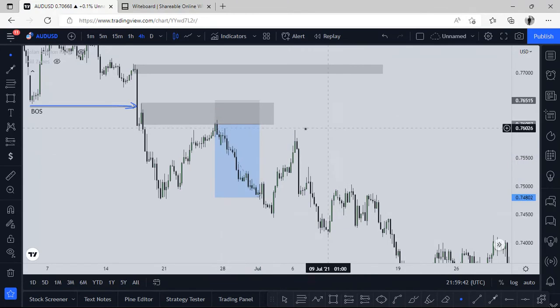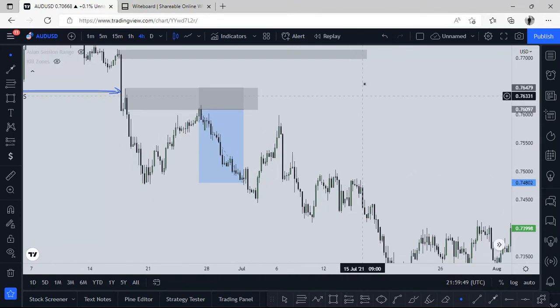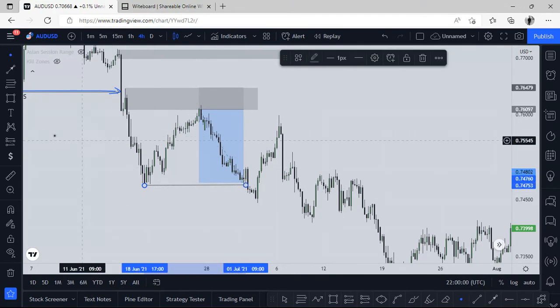then you target your previous lows in the market. As you can see, the other side also happened. This is also another break of market structure.